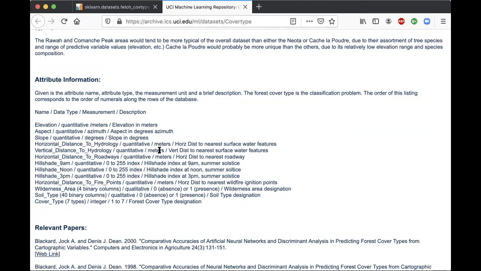How far is it to water vertically? Then distance to roadways, hill shade at 9 a.m., noon, and 3 p.m., then fire points. We've got horizontal distance to fire points measured in meters. And then we've got 44 different columns of data where it's binary. So you have two possibilities, 0 or 1, for the next 44.